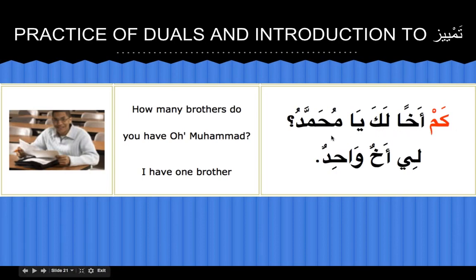Ya Muhammad. So we have used here laka is jar majrur, harf jar li, and ka is damir muttasil, but we say lahu, laka, ya Muhammad. Now Muhammad is replying, li akhun wahidun. Say akhun wahidun, one brother. So what is wahidun here? It is na'at for akhun. Both are indefinite nouns, so matching in all the aspects, so it becomes na'at.